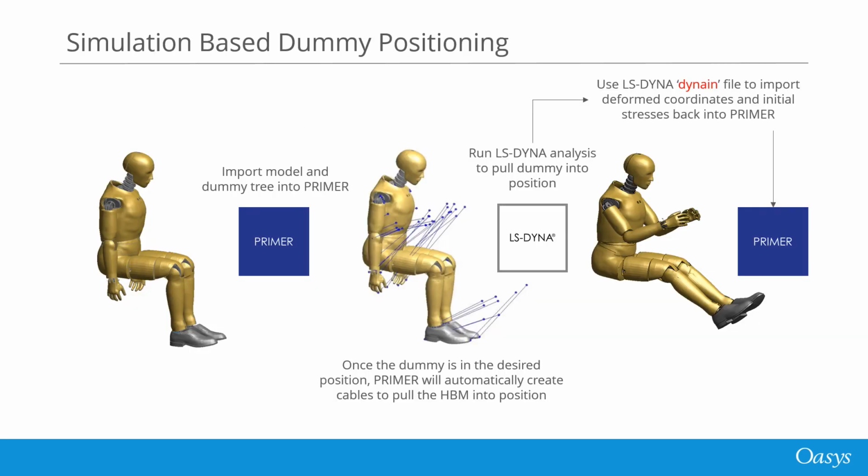So the process is thus. You read your dummy model into Primer along with the dummy tree. You then use Primer to specify your target position. Once the dummy is in the desired position, Primer will automatically calculate cables required to pull the dummy into that position in an LS-DYNA simulation. LS-DYNA will write a DYNA-IN output file at the end of the analysis. The DYNA-IN file contains the updated nodal coordinates and initial stresses of the final position. These can be imported back into Primer.